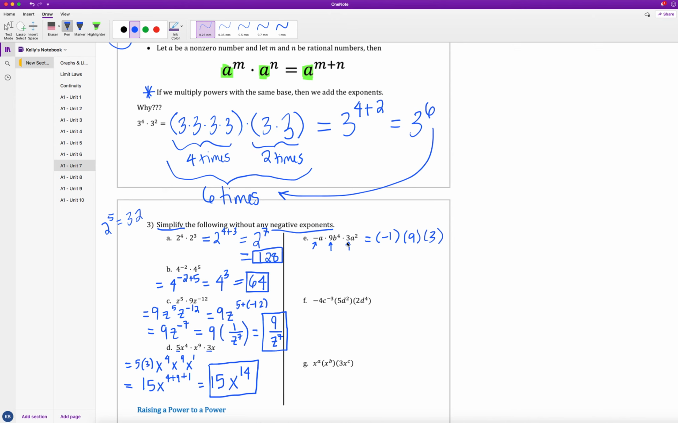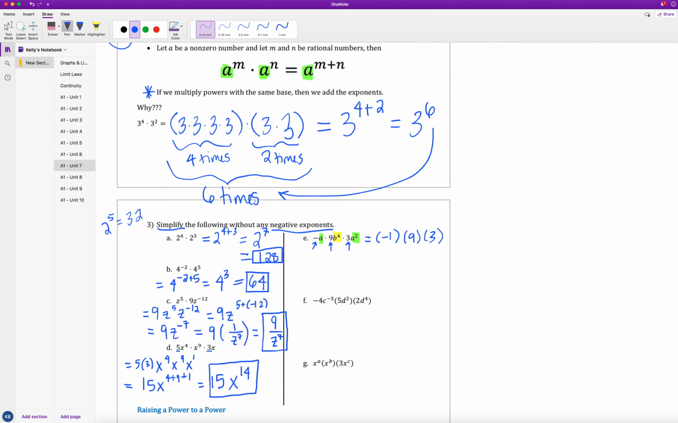Will I be able to add all of those exponents together? What do you guys think? In this case, I won't be able to because I have two different bases. I have the a base, so I have the a and the a squared, and then we have this b to the 4th.